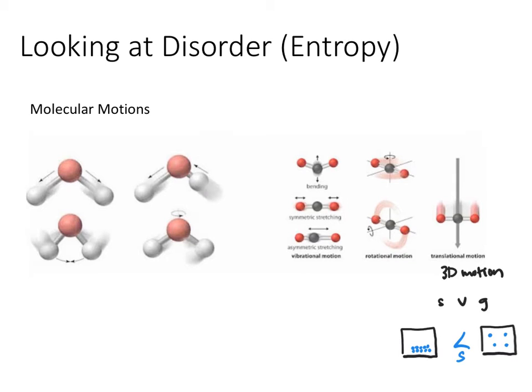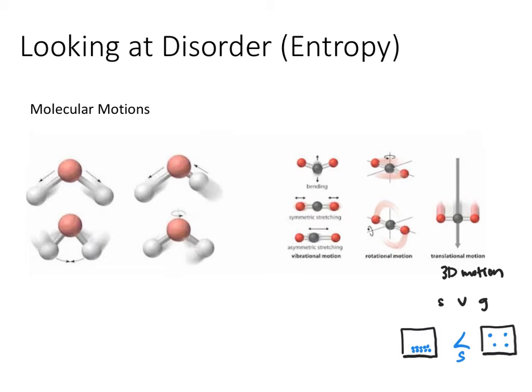Okay, so a molecule that has a complicated structure is going to have different ways that it can rotate around a particular axis. So the more rotational modes that you have, the more likely you are to have a disordered situation. You have a more complicated molecule.